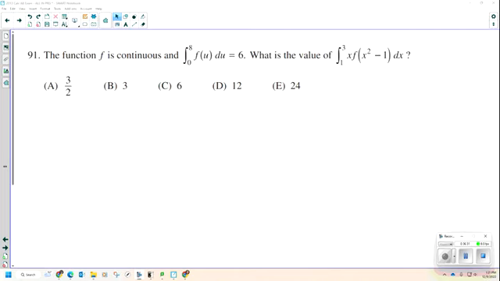All right, after that nice long problem, I think we got two shorter-ish types of problems coming up to end. And number 91: the function f is continuous, and the integral from 0 to 8 of f(u) du is 6. What is the value of the integral from 1 to 3 of x times f of (x squared minus 1) dx?